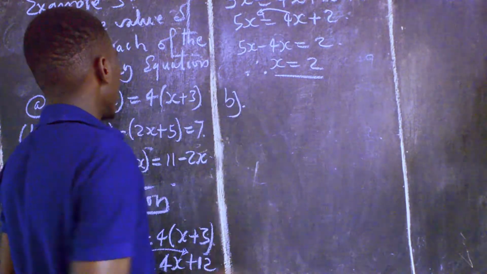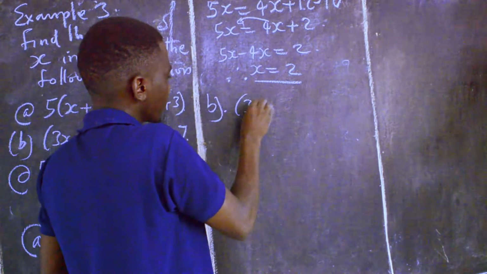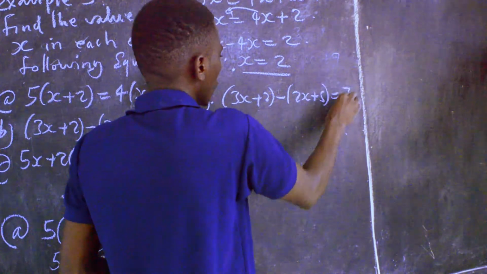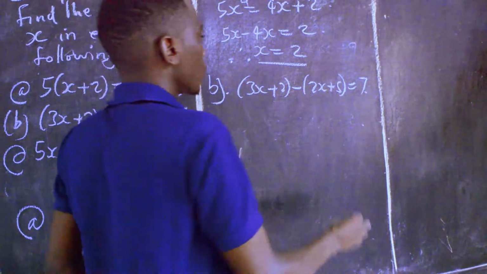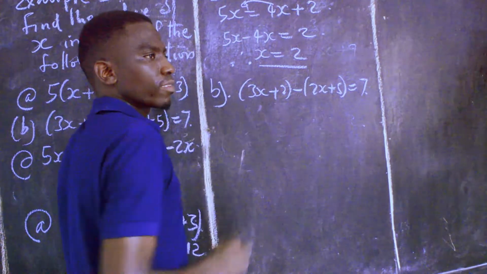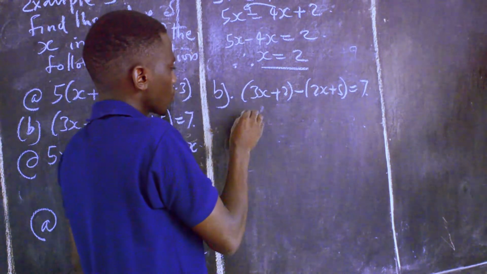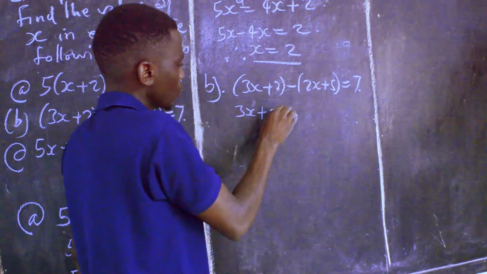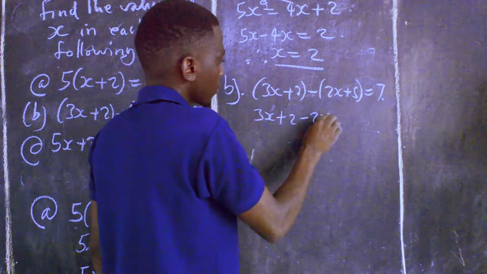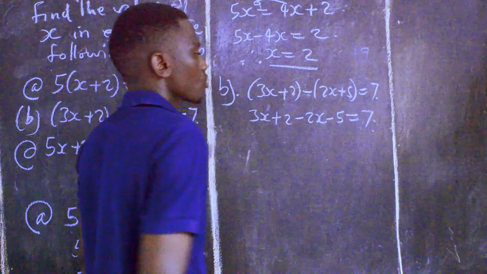But B, you are given here 3x plus 2 minus bracket 2x plus 5 is equal to 7. We have to find the value of x in this equation. So as you open the bracket, you have 3x plus 2 minus. So negative 1 times 2x, you get negative 2x. Negative 1 times 5 here, you get negative 5, will be equal to 7.